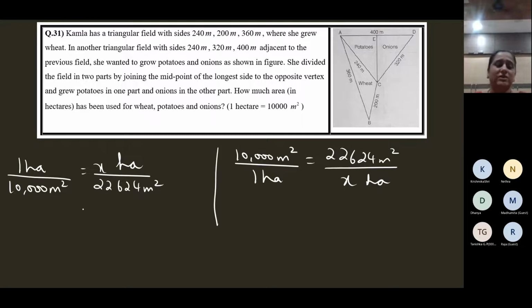Now you just have to cross multiply. You're trying to find the value of x. So x into 10,000. You can do this in your mind. You don't have to show so many steps. x into 10,000 is equal to 1 into 22,624.